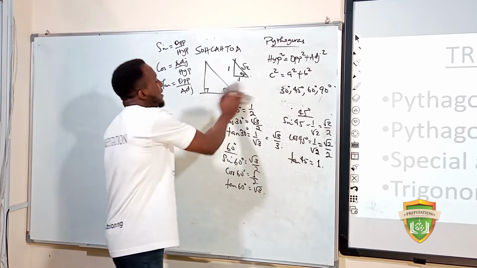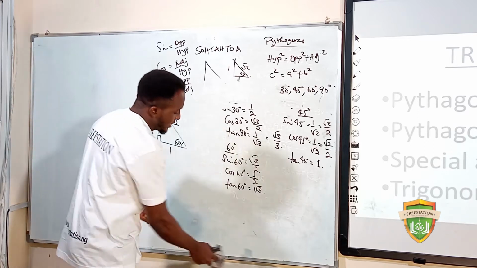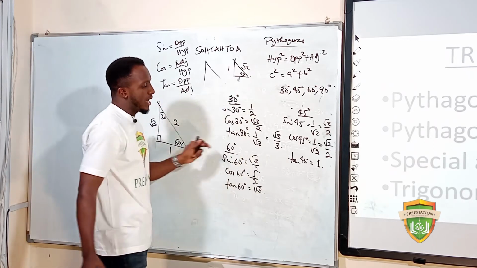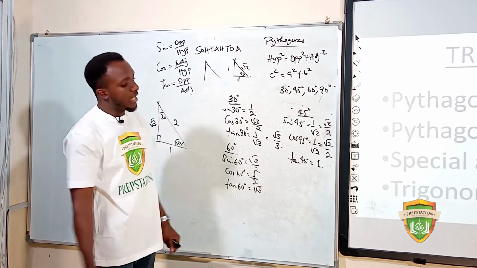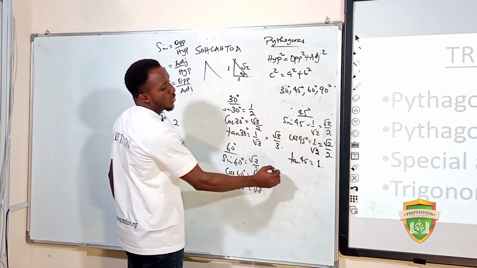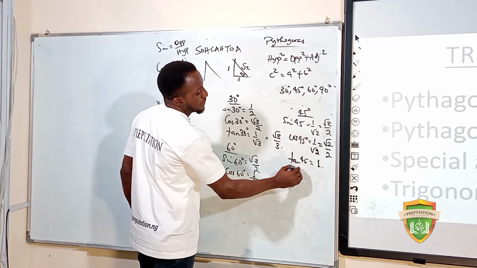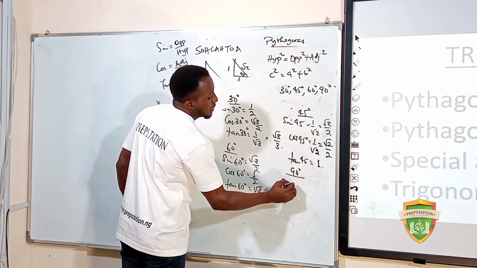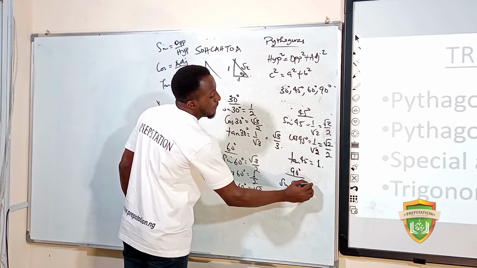Back. So I've given you the 30 degrees special angle. We've talked about the 60 degrees special angle, the 45 degrees special angle. The last one we're going to treat here is 90 degrees, okay? Now, please take note. Sine 90 is 1.